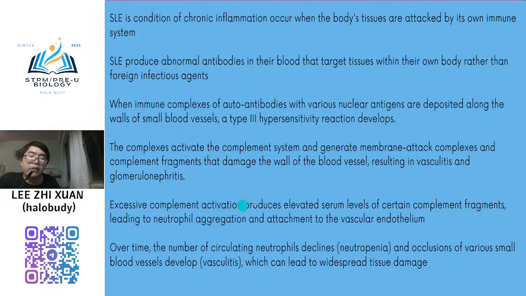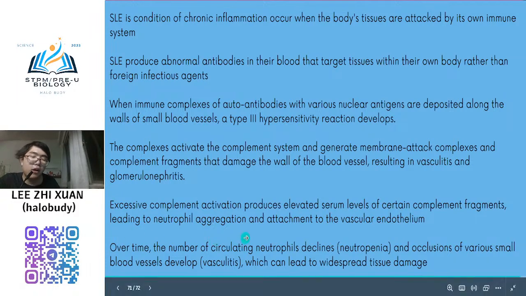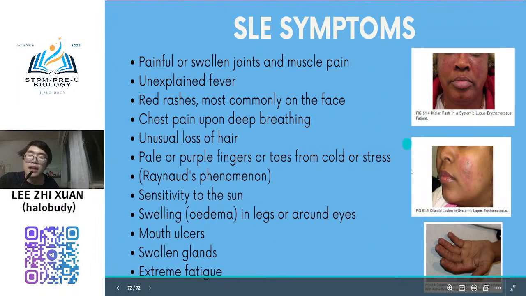If it is excessive and you do not control it, it leads to neutrophil aggregation and attachment to the vascular endothelium. Finally, the number of circulating neutrophils will decrease, and occlusion of various small blood vessels will develop, which can lead to widespread tissue damage. Because inflammation still occurs and spreads tissue damage, you will see this kind of people.